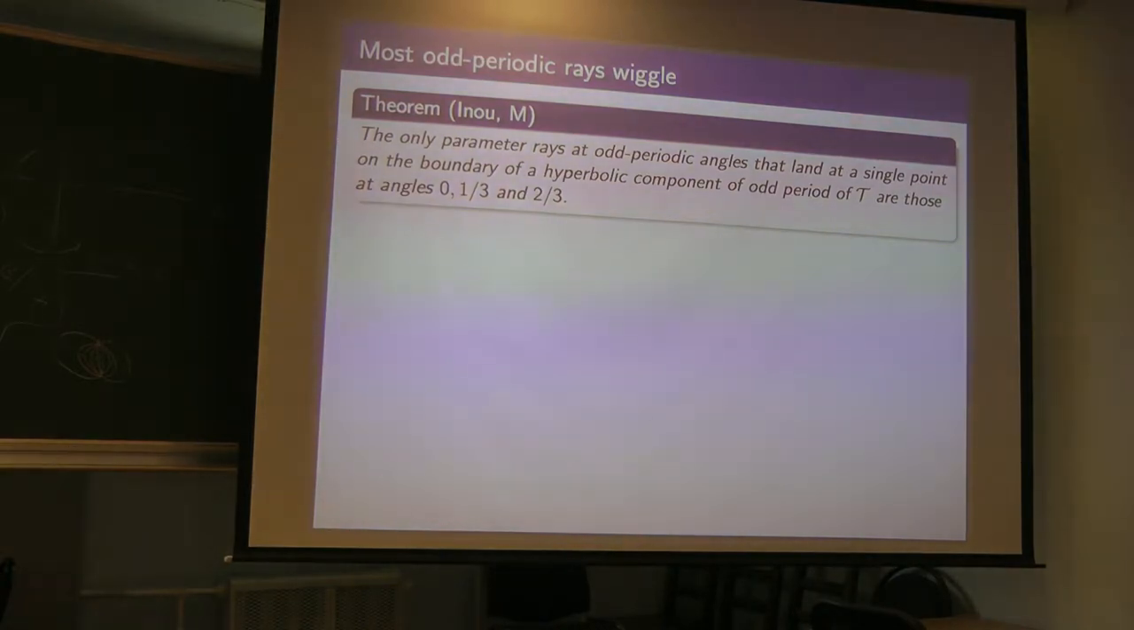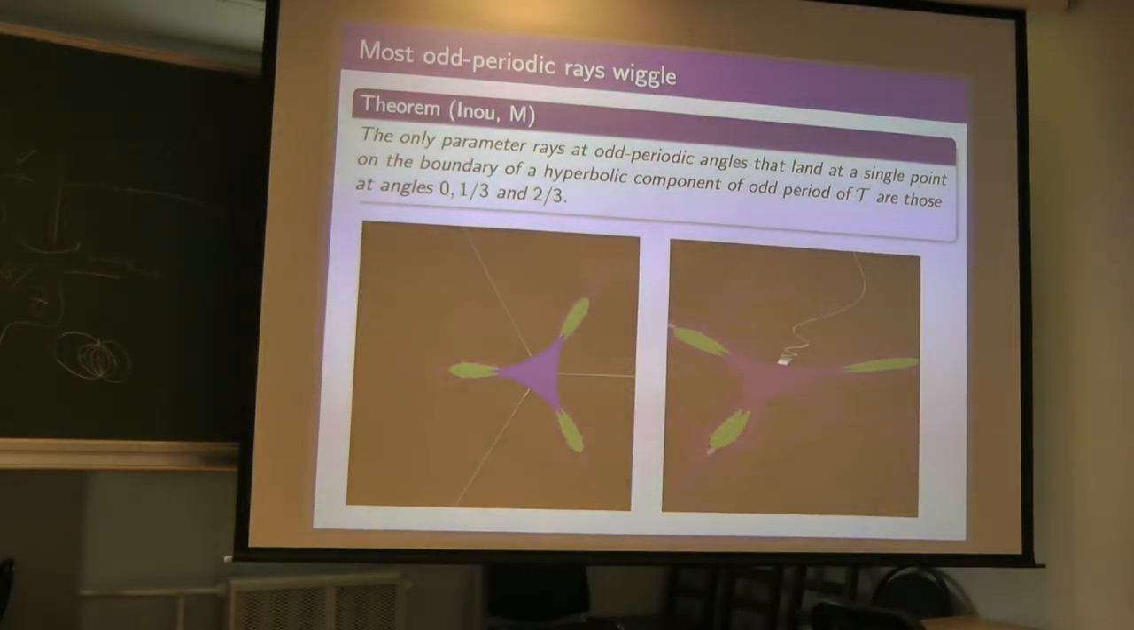Good. So with that preparation, we are ready to state the main theorem of this talk. Okay, probably should show the pictures as well. The only parameter rays at odd periodic angles, and I'm dealing with the odd periodic angles because these are the angles that will land or try to land on the odd period hyperbolic component boundaries. So the parameter rays at odd periodic angles almost always wiggle. The only ones that land are these trivial ones.